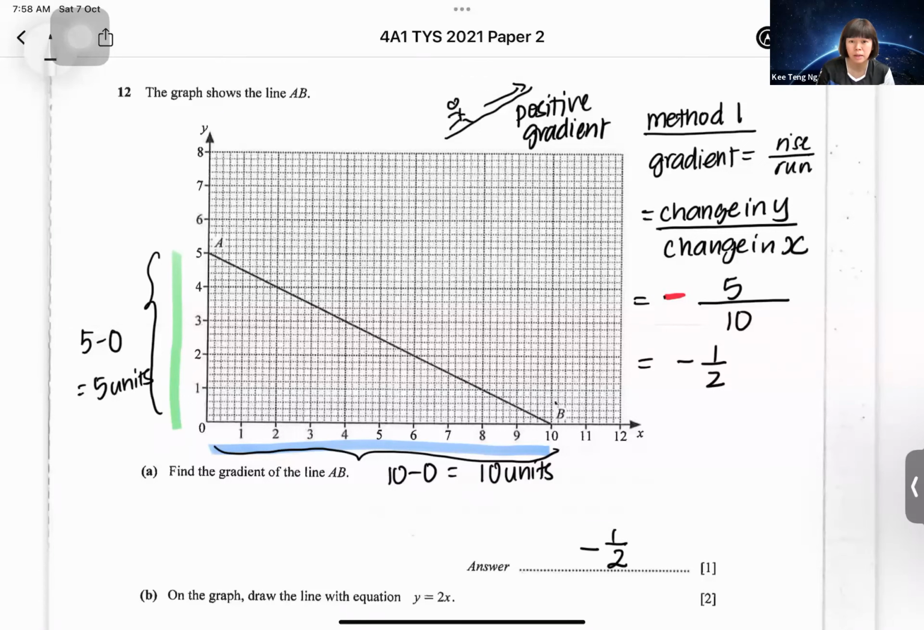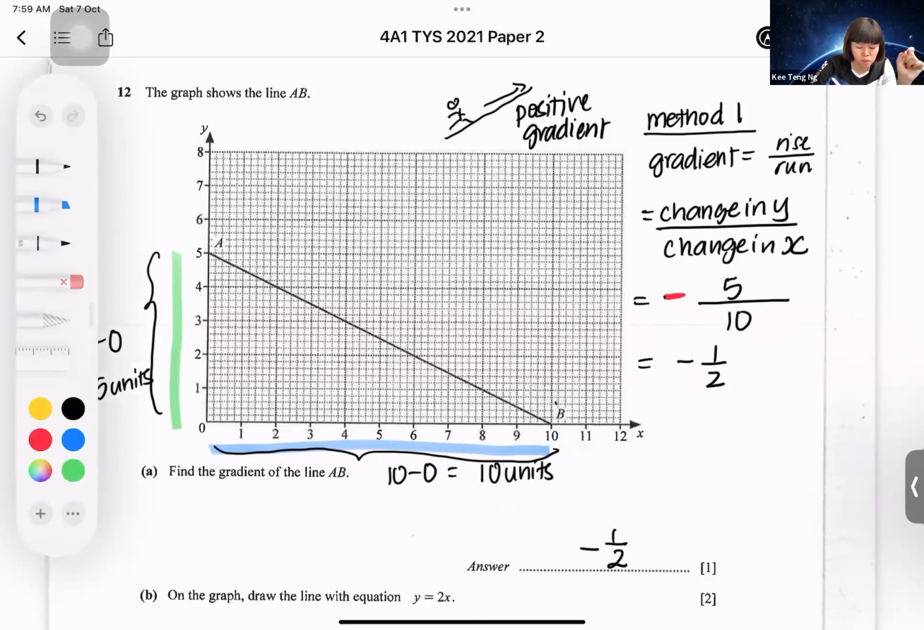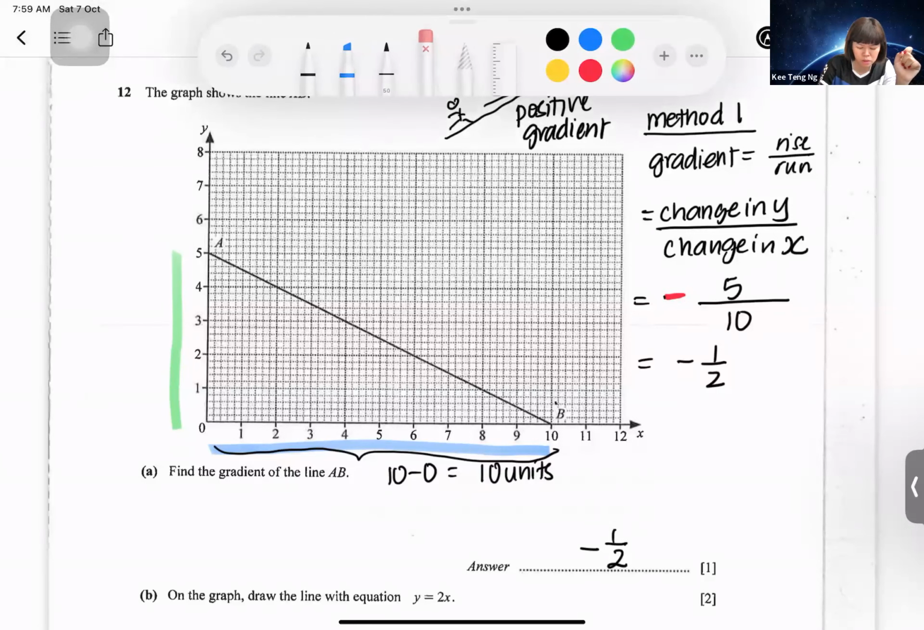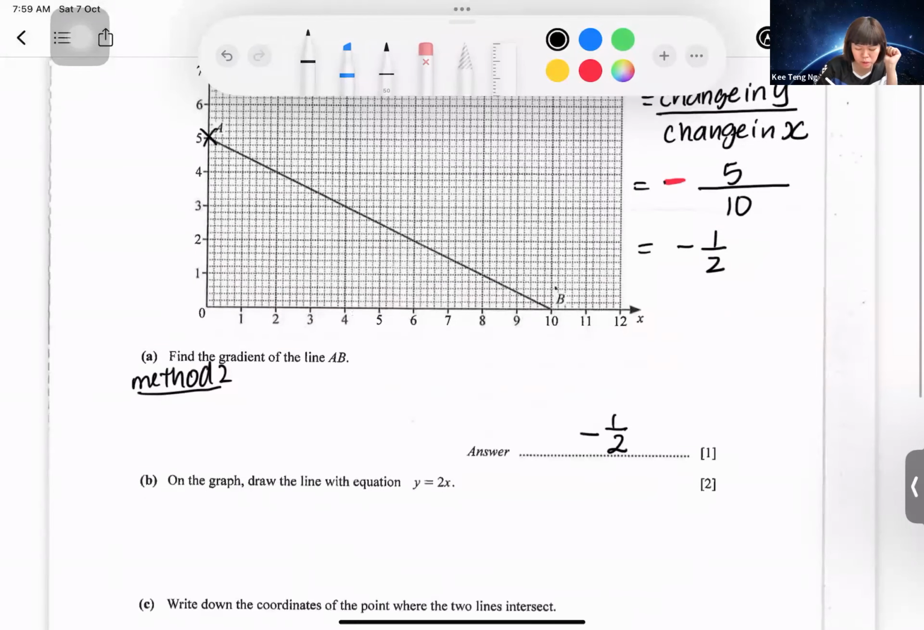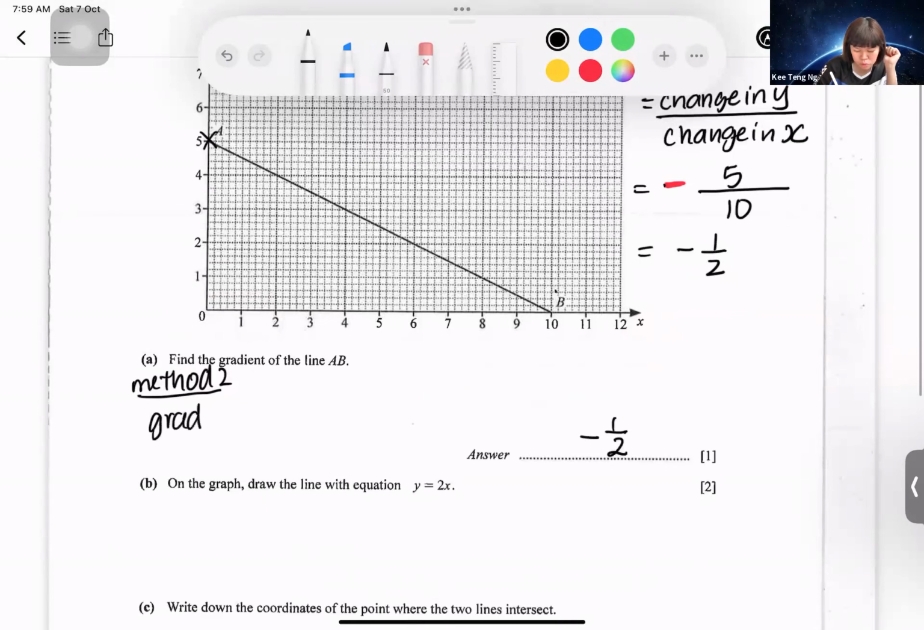Number 2, you need to find the height and the base. So height, the change in the y, and the change in the x. Okay, so those of you who do not like to do this working, you can do the other working over here. Use according to the formula. So first we must mark the 2 endpoints. So this point over here, if I do method 2 to find gradient, I need to use the formula gradient equals y2 minus y1 over x2 minus x1.